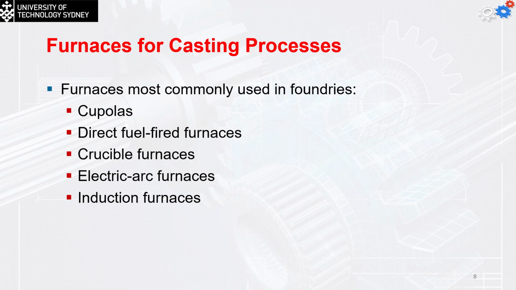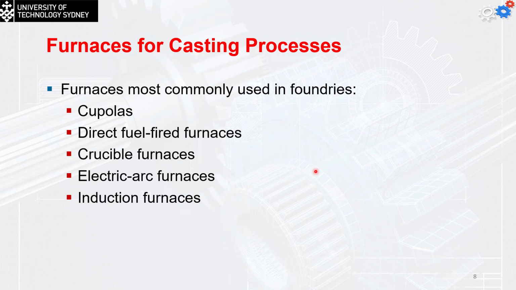Now, what are the types of furnaces for the casting procedure? The furnaces most commonly used in the foundries are the cupolas, the direct fuel-fired furnaces, the crucible furnaces, the electric arc furnaces, and the induction furnaces. Now, how can we select the type of furnace? Definitely, this will depend on the melting temperature of the metal or the alloy we are using.